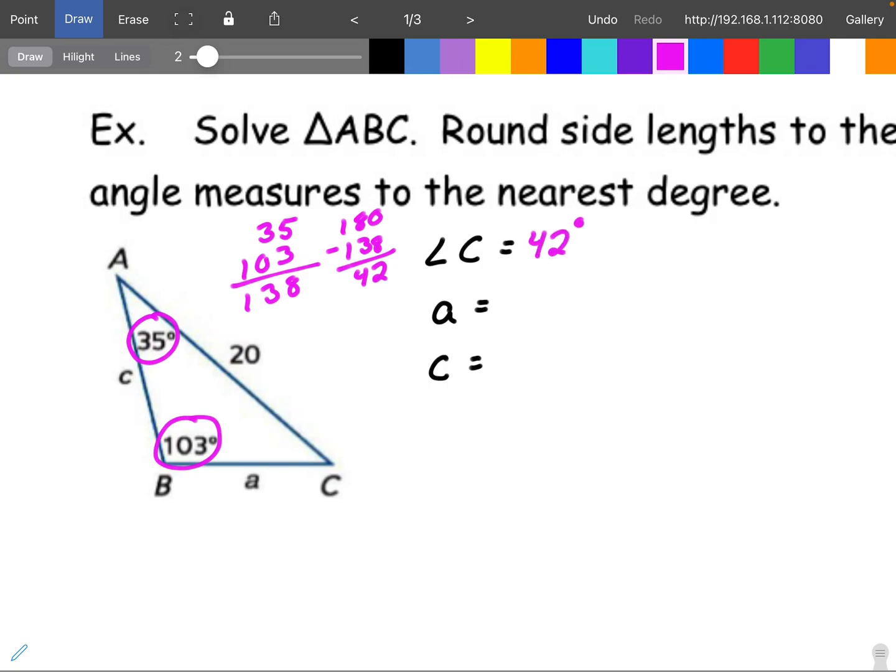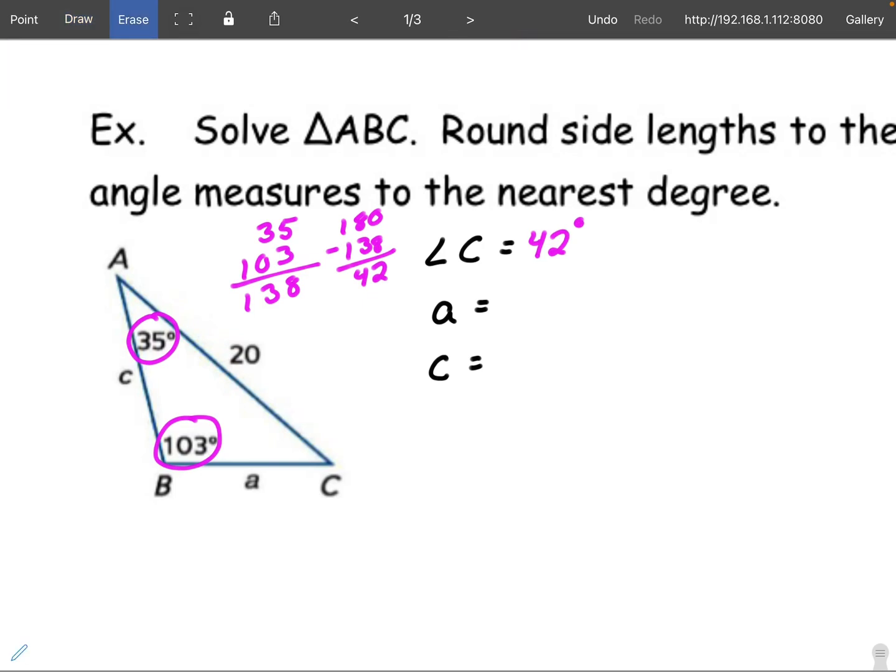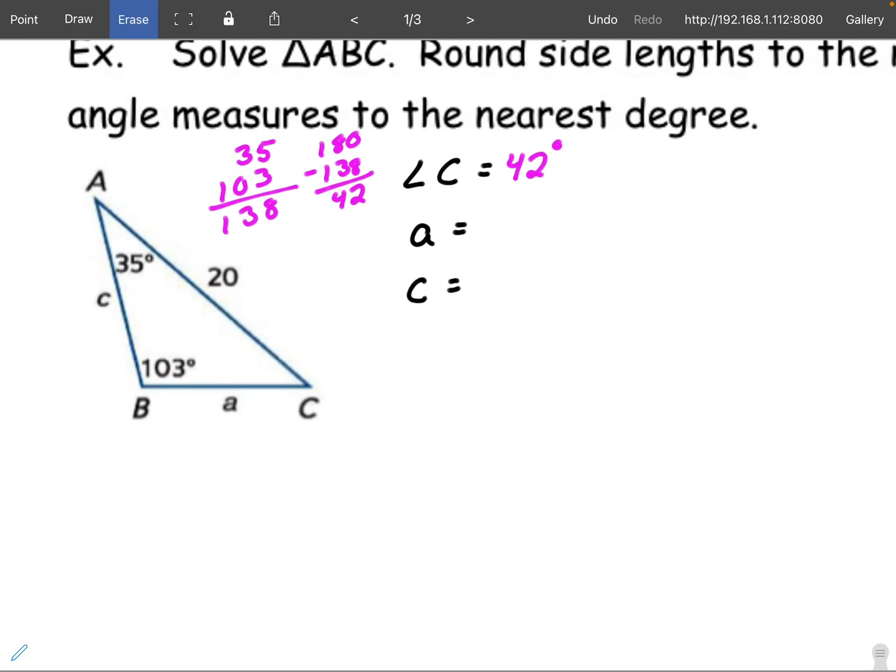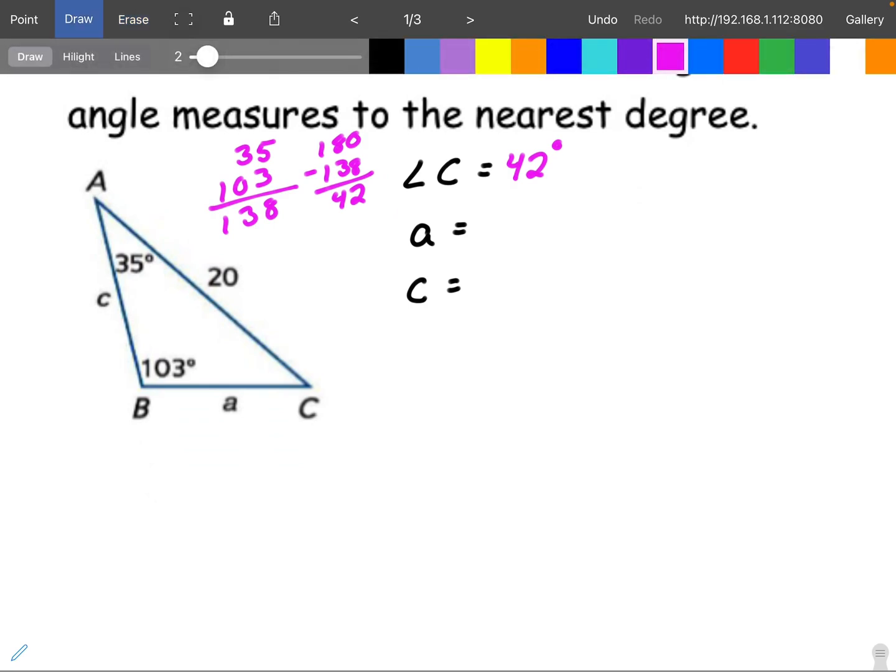And make sure that your angle measures have the degree symbol on it, because we need to know that those are angles and they represent degrees. Now, once I know what my missing angle is, then I'm going to move to finding my sides. And my sides is where I'm going to use my law of sines. So, let's start with what do I know both the angle and the side for? Well, I know angle B and I know side B. Therefore, that's what I want to start with.